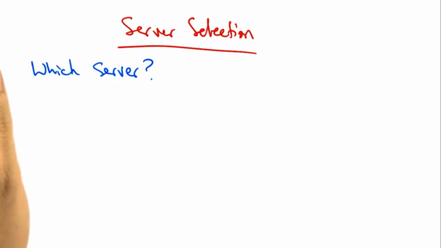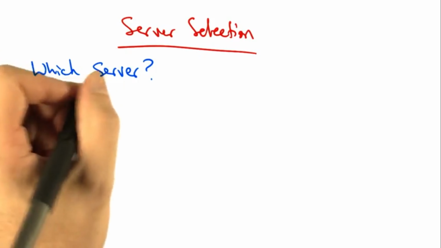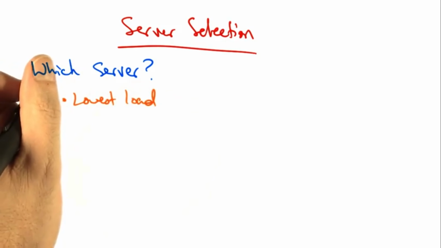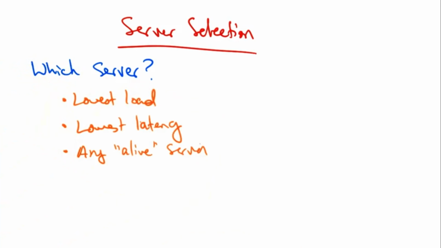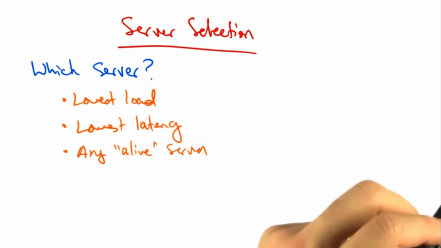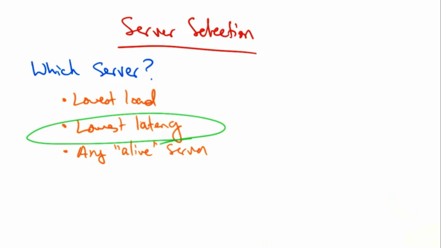The fundamental problem with server selection is determining which server to direct the client to. One could do this based on a number of criteria, such as the least loaded server, the one with the lowest network latency, or simply any alive server to help provide fault tolerance. Content distribution networks typically aim to direct clients towards servers that provide the lowest latency for the reasons that we talked about before, since latency plays a hugely significant role in the web performance that clients see.